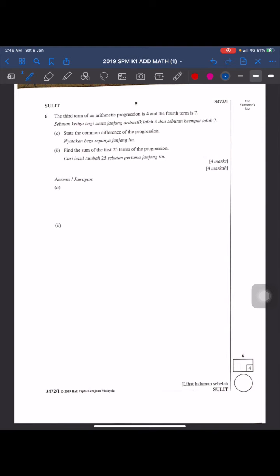Okay. Let's proceed to question number 6. Okay, so this is a progression. Okay, the third term of an arithmetic progression is 4 and the fourth term is 7. So we know that T3 is 4 and T4 is 7. Okay, so 6A, state the common difference of the progression. Okay, so di sini kita dah tahu ni adalah arithmetic progression. So to find common difference D basically, so 7 minus 4. So kita akan dapat 3. That's it for the first part.